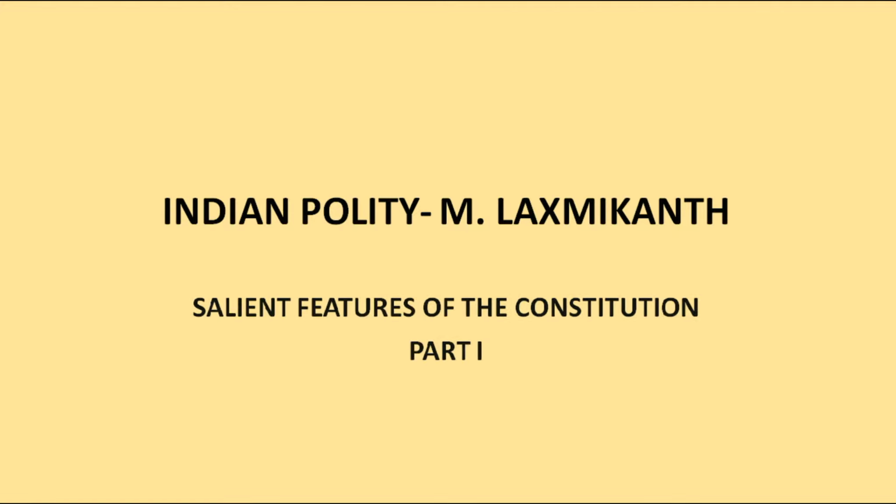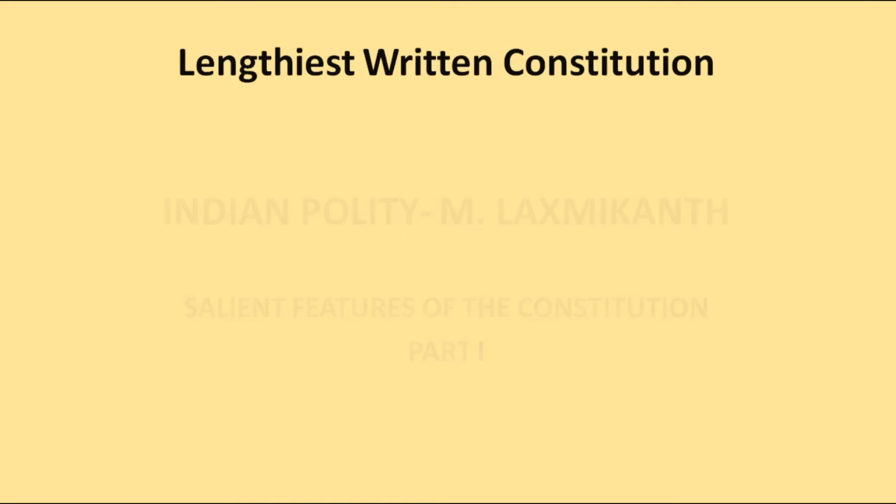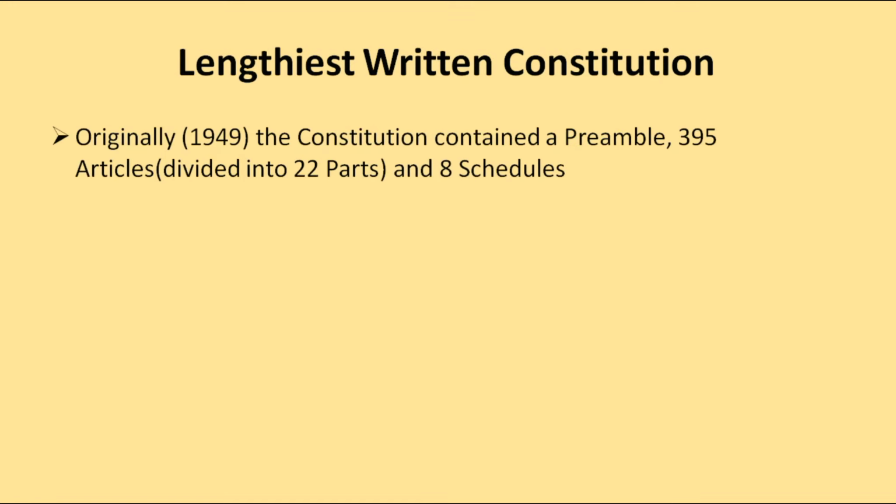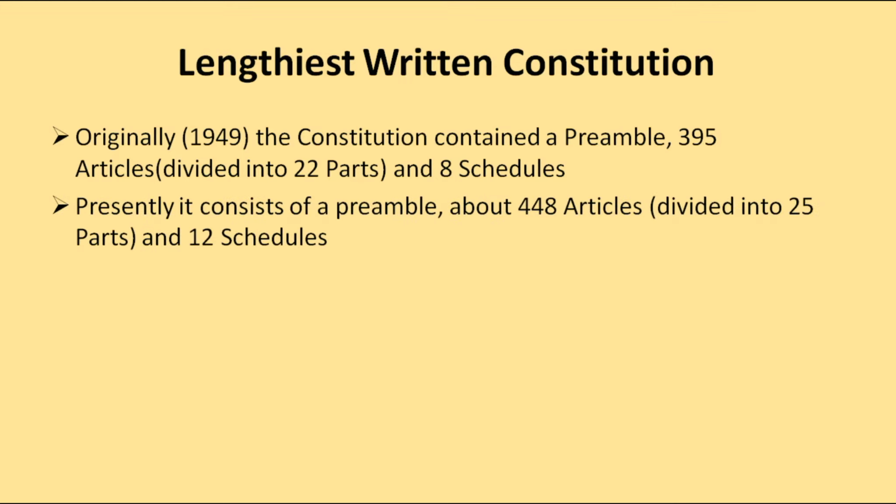We are going to start a new lesson on Indian polity, salient features of the constitution. So let's see. The first feature is the lengthiest written constitution. The Indian constitution is the lengthiest written constitution in the world. Originally, in 1949, the constitution contained a preamble, 395 articles divided into 22 parts and 8 schedules. Presently, we have a preamble, about 448 articles divided into 25 parts and 12 schedules.